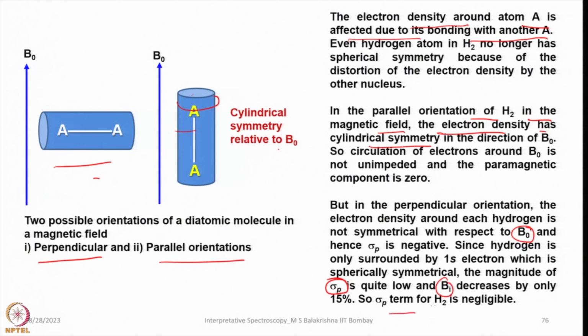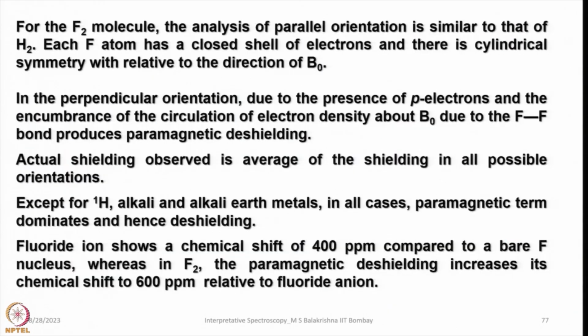So the sigma p term for H2 is negligible. Though sigma p is so low and its contribution is only about 15%, as a result, the sigma p term for H2 is negligible. That means it is only the sigma d diamagnetic shielding that matters in the case of the H2 molecule. Now let us look into F2 here.